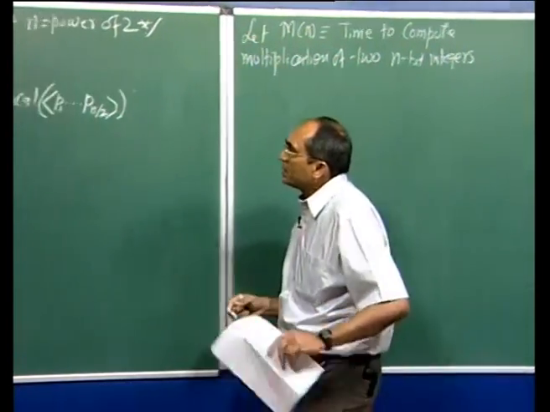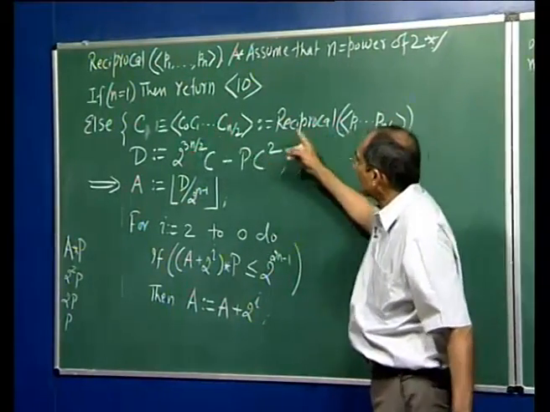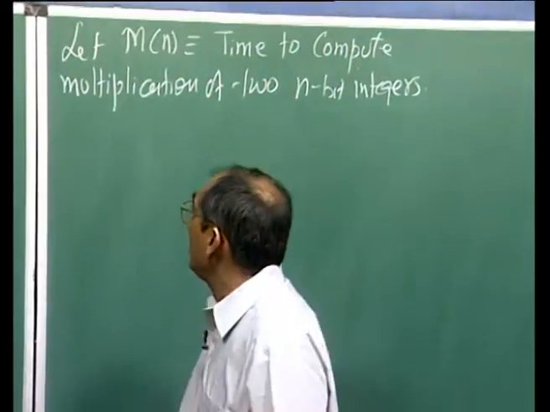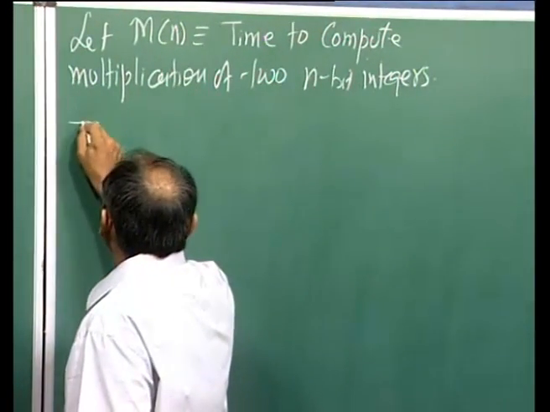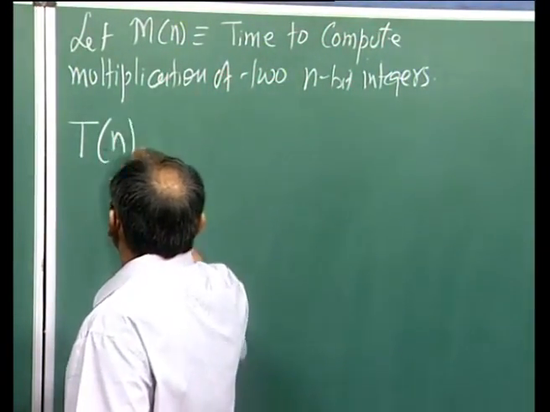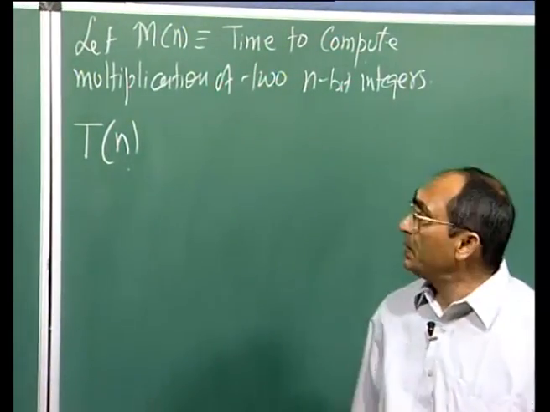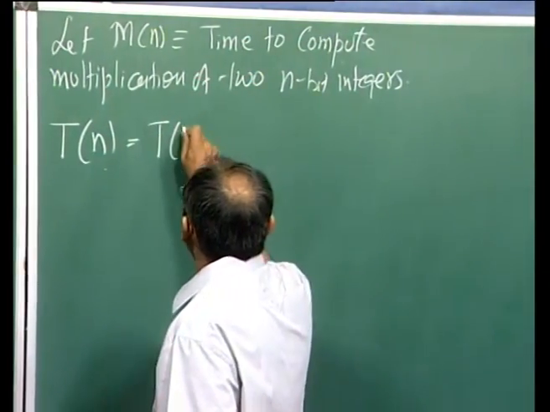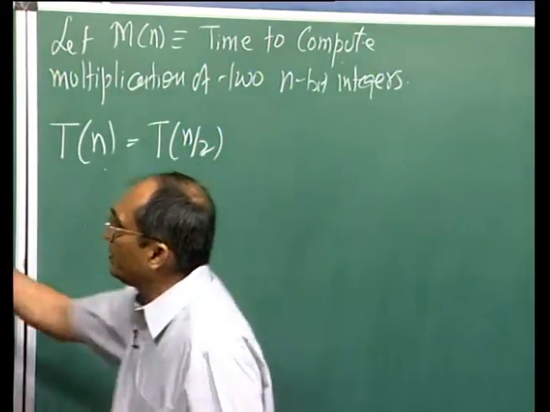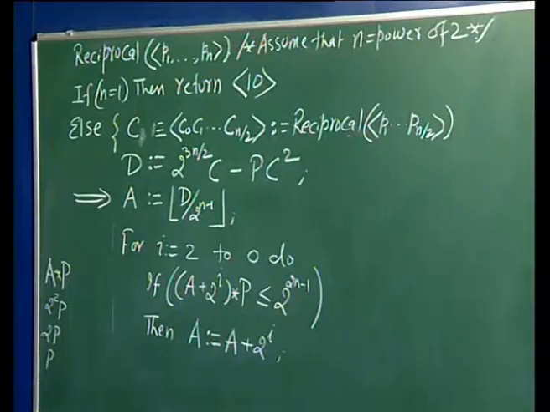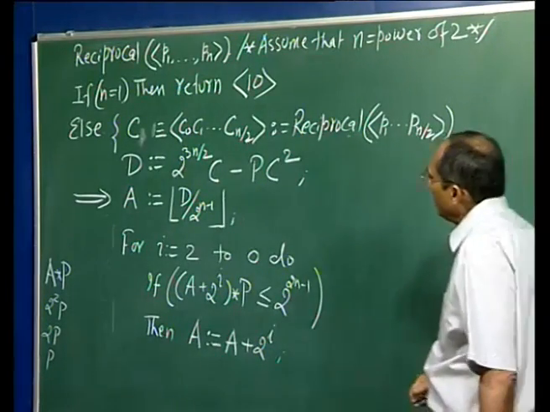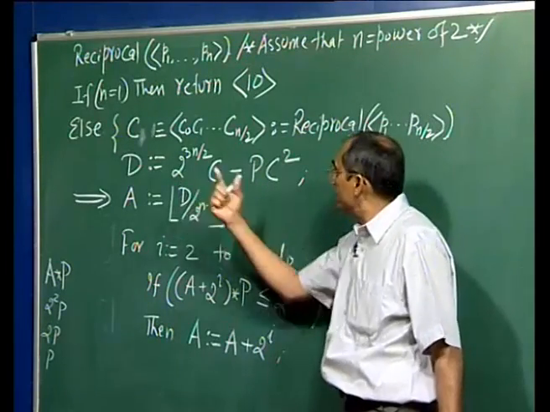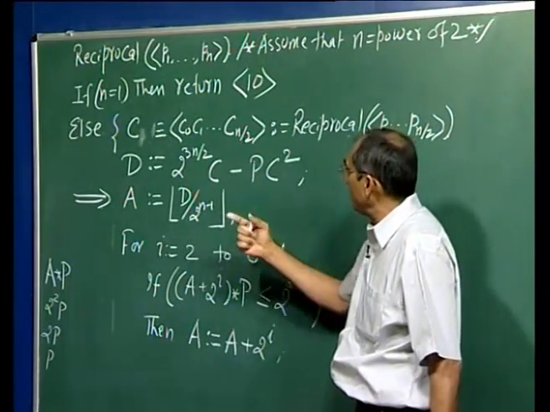Now, let us get back to this. This is a recursive call. So the time complexity of reciprocation of an n bit number is T of n by 2. That would be this step. Here, this is trivial, this is just shifting, so it's linear in the number of bits.